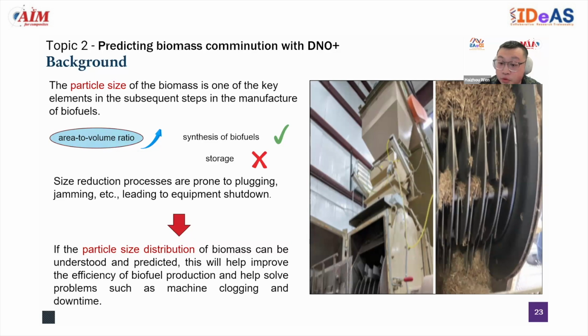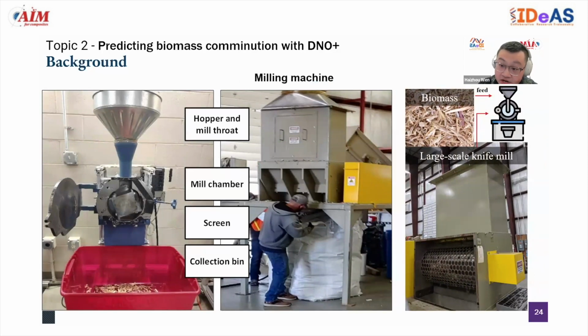So to investigate this problem, we cooperate with our national lab to study the biomass size reduction process. We know that with an increased area to volume ratio, it's more efficient for biofuel synthesis, but harder to store, as corn biomass gets wet easily. The size reduction process can also cause jamming and equipment shutdown. So if we can understand and predict the size reduction process, we can prevent the plugging and improve the efficiency of biofuel production.